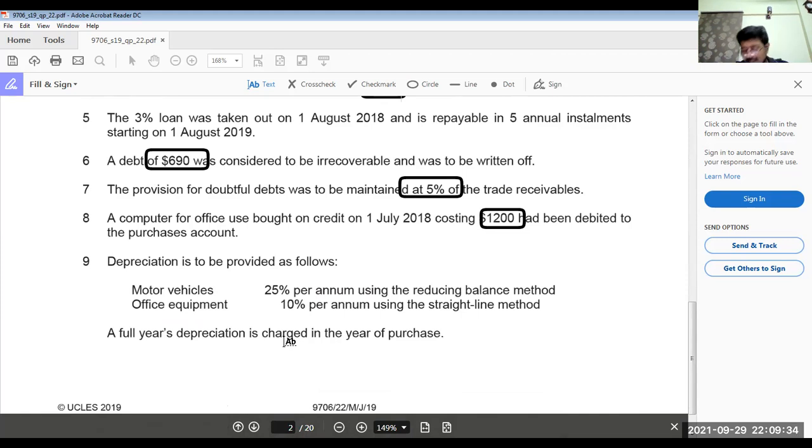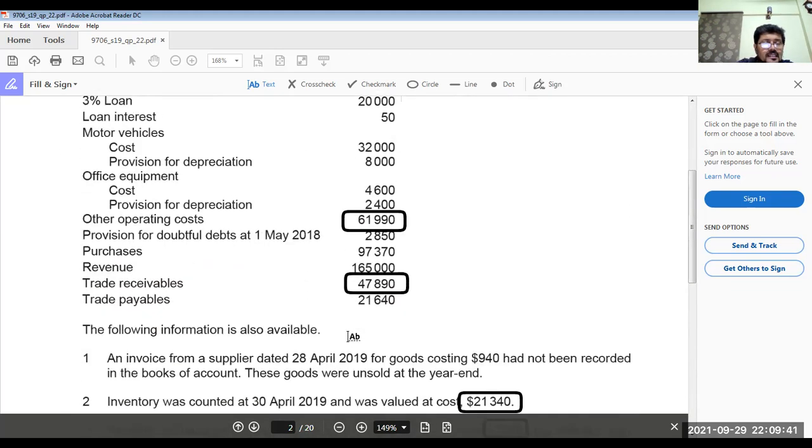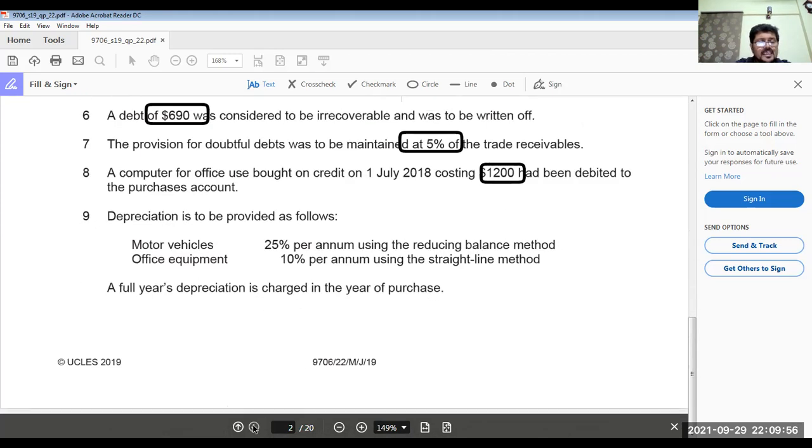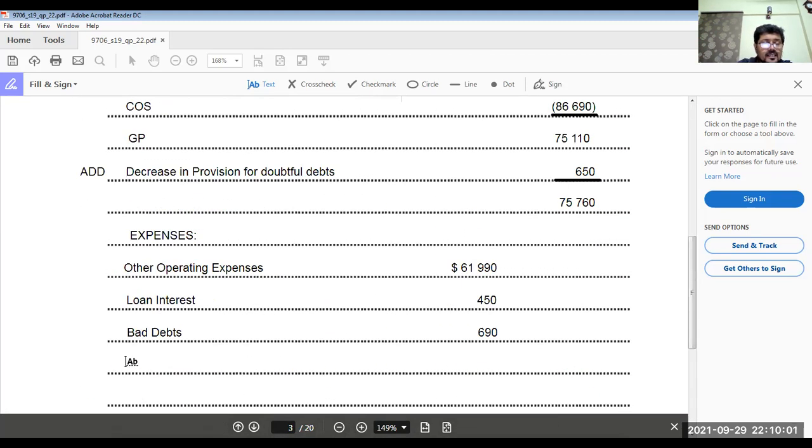Depreciation. Okay, motor vehicles 25% per annum using reducing balance method. Motor vehicles 32,000 minus 8,000, answer is 24,000. Multiply by 25%, answer is 6,000. That is easy. Now, depreciation is going to be a subheading.